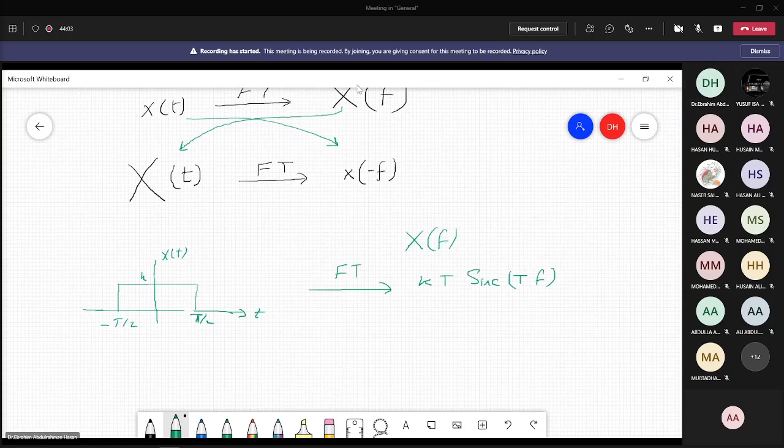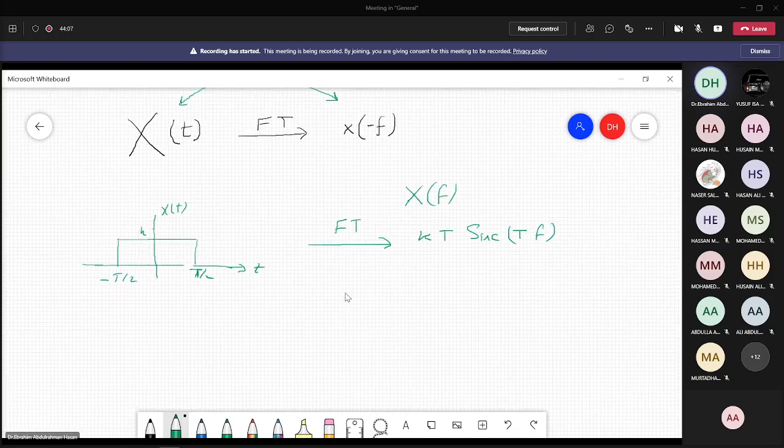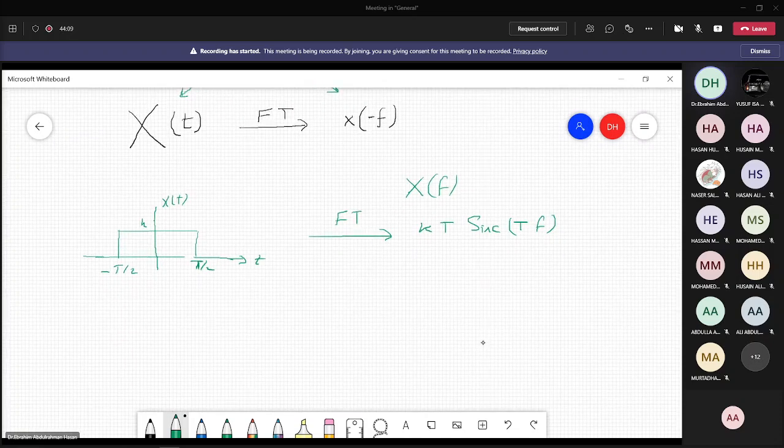So replace this one with a t. Replace f with a t. So then kt sync.